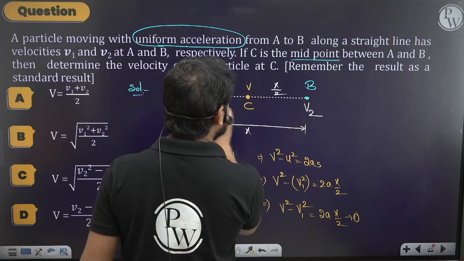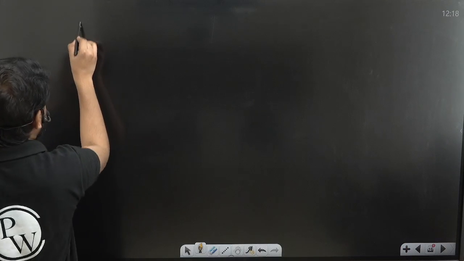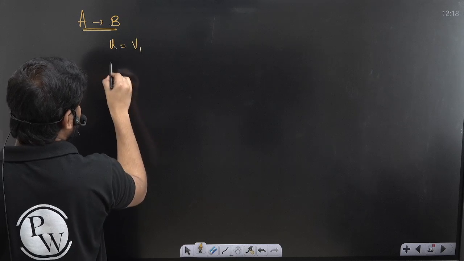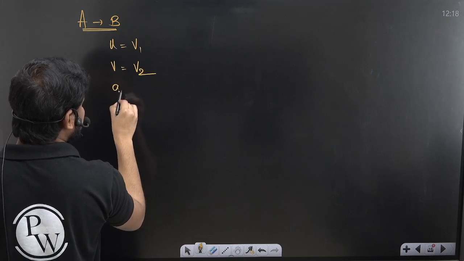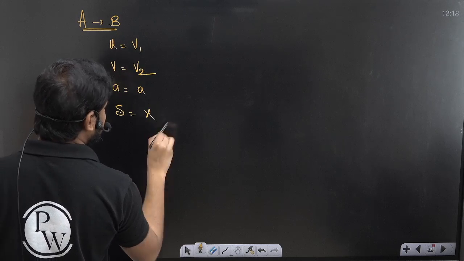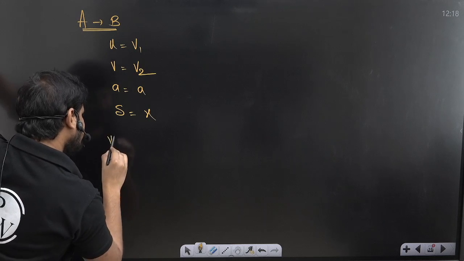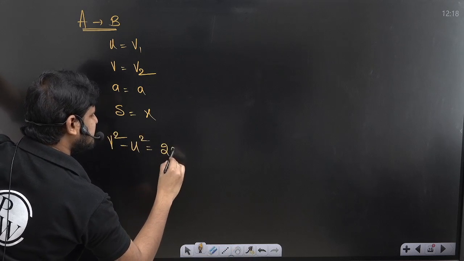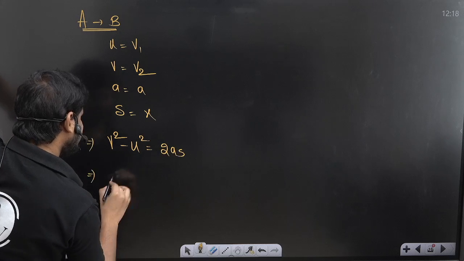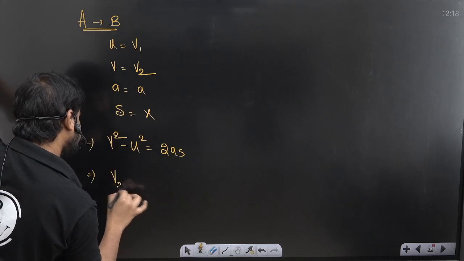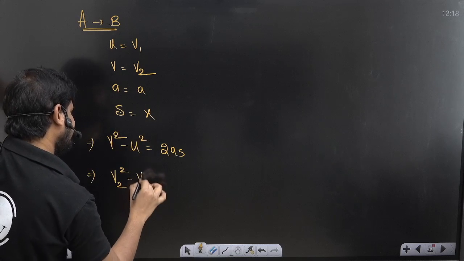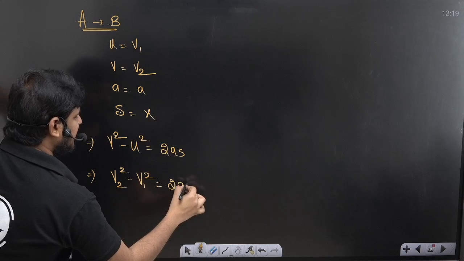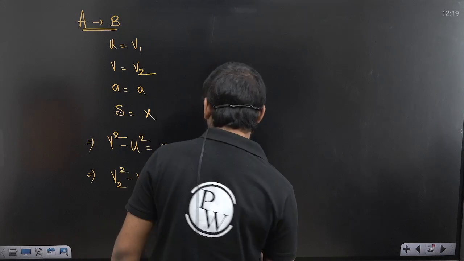Now let's consider the complete motion from A to B. From A to B, the initial velocity is v1, the final velocity is v2, the acceleration is a, and the distance covered is x. Using the same equation, v square minus u square is equal to 2as, we get v2 square minus v1 square is equal to 2ax. Let it be equation number 2.